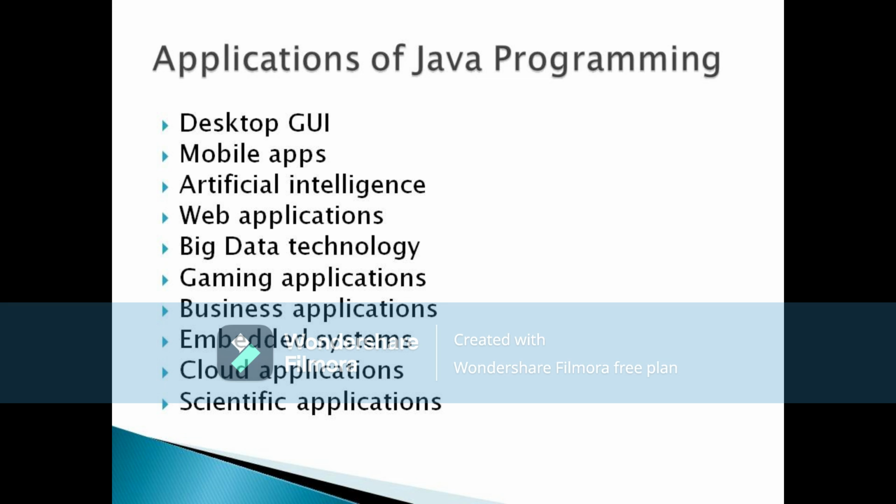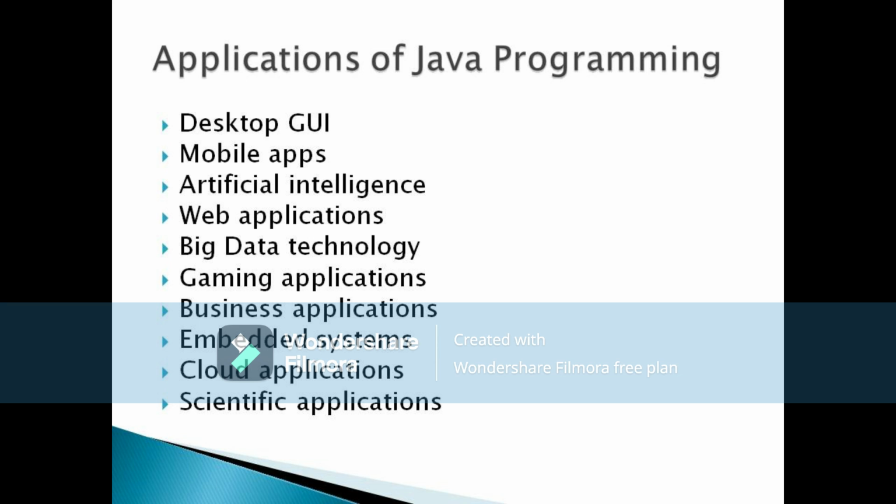Apart from this, the next application we have is big data technology. So Camel, Apache Kafka, which are used to extract complex information, they take help of Java, right? So Java is commonly used in ETL applications like Apache Camel and Apache Kafka, right?